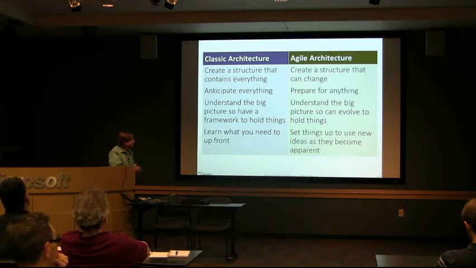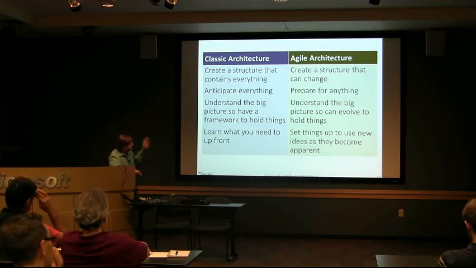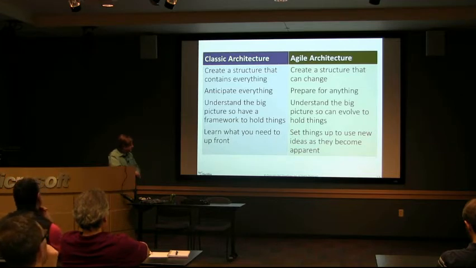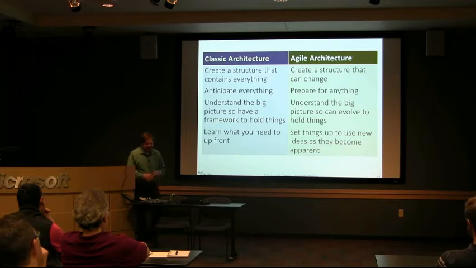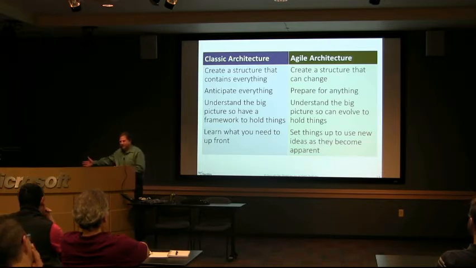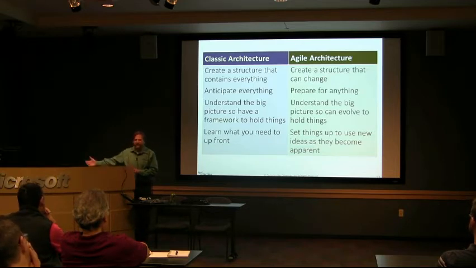There's the classic: I'm going to create a structure that contains everything, I anticipate everything, I understand the big picture, I learn what I need to do up front. Agile architecture creates a structure that can change, preparing itself for literally anything. What you're really saying is not that it can accomplish anything, but that it's set up so when something new comes up, the cost of the new coming up later is no more damaging than had it come up earlier.